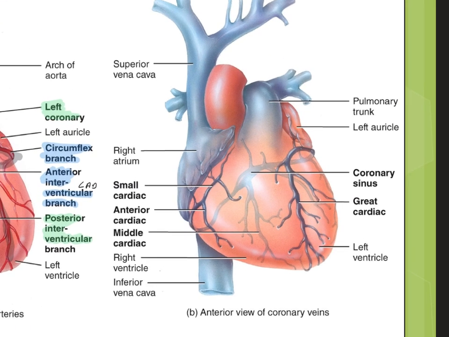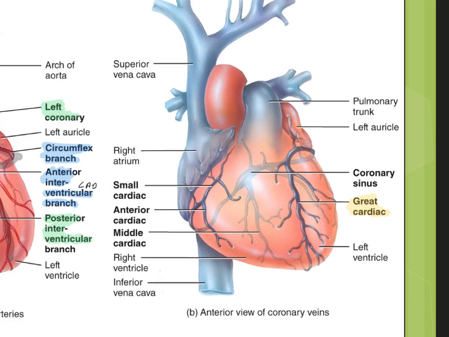Next are our veins. Now, our veins have a little different nomenclature, a little different wording. So let's start in front. Remember that anterior interventricular artery? Well, there's a vein that follows it. We'll highlight it in yellow here, as the great cardiac vein.